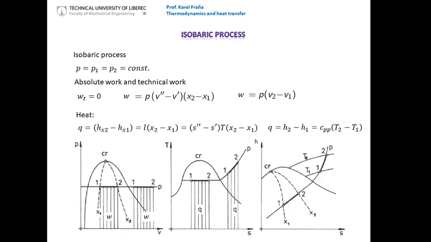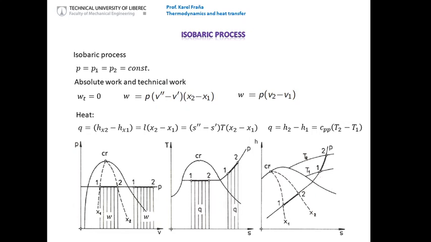Isobaric process. Now I start the isobaric process. It's very similar to the isochoric process. That means the pressure will be the same. The technical work is zero. The absolute work it's possible to calculate, now for the superheated area or for the saturated mixture area. The heat can be expressed using the enthalpy, which is the best way. Again, the enthalpy you can find in the table.